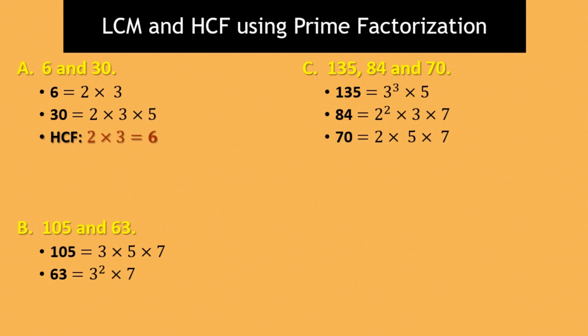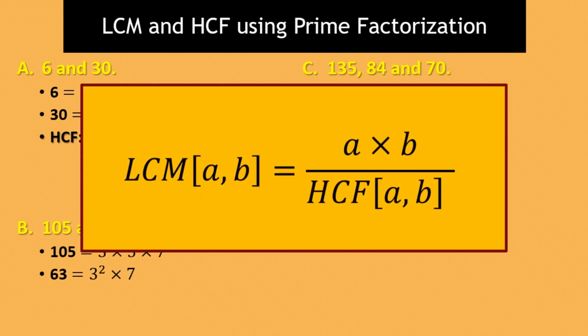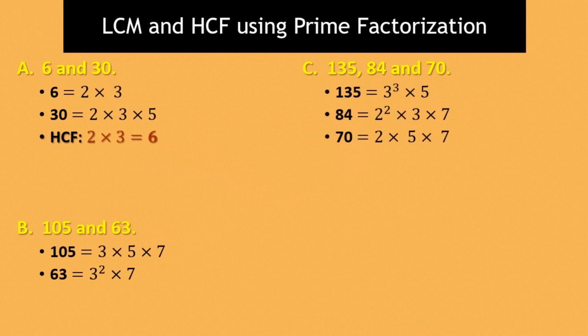Now, the lowest common multiple equals the product of both numbers divided by their highest common factor. But note that this works for only two numbers and not more than that. Alright, 6 times 30 divided by the highest common factor, 6, will give you 30 as the lowest common multiple.